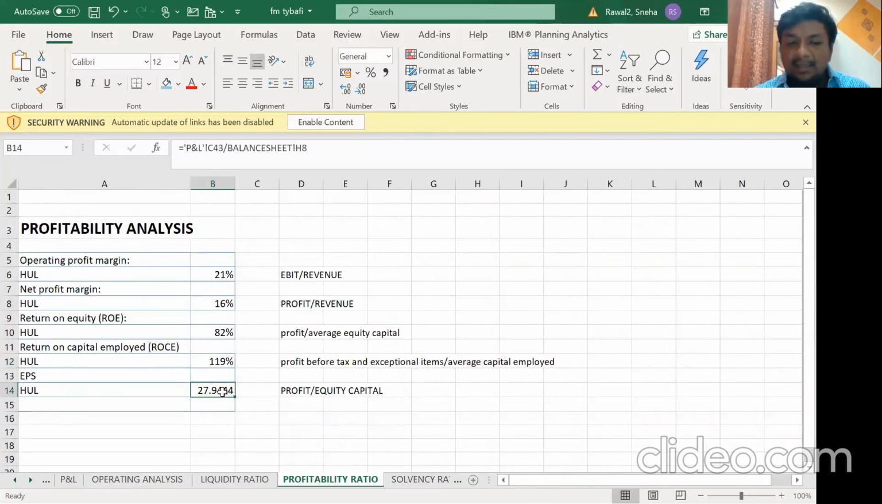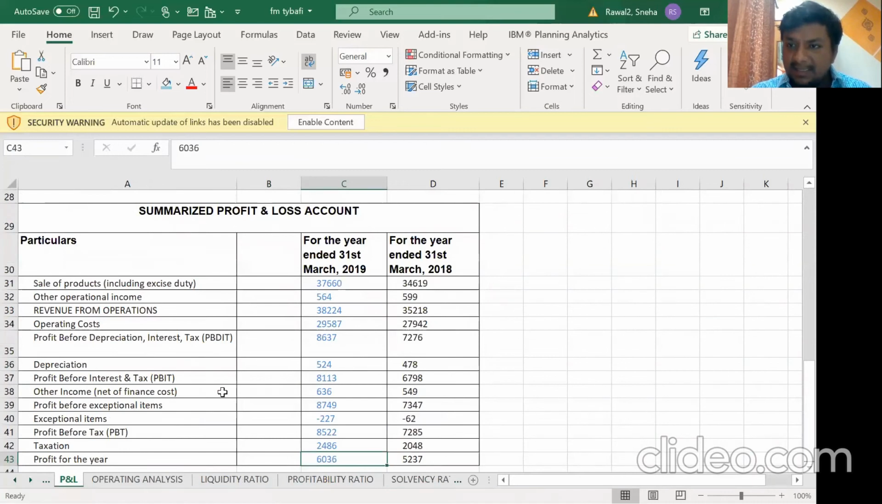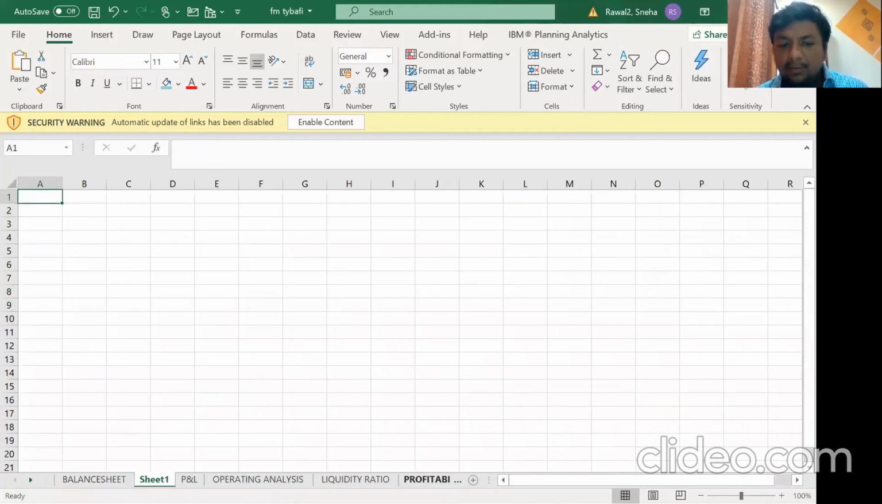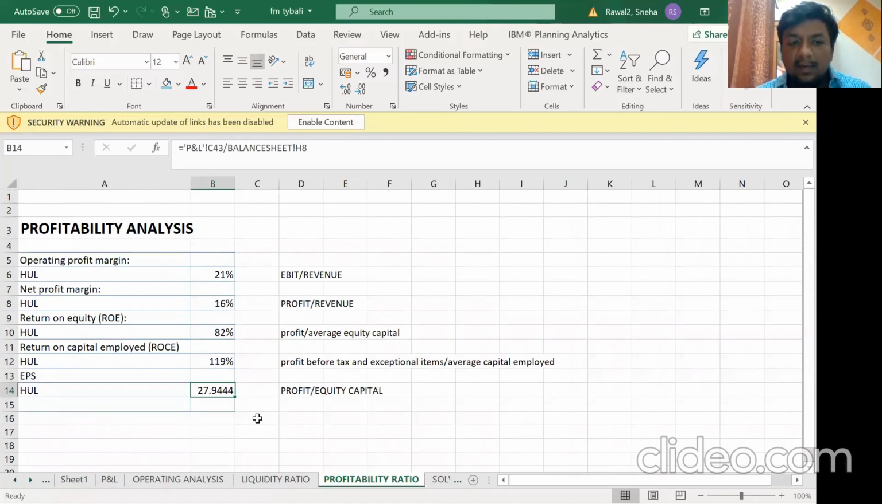The last one, that is earnings per share. Earnings per share is profit for the year, that is 6036, with your equity capital. This will help you to find out earnings per share.